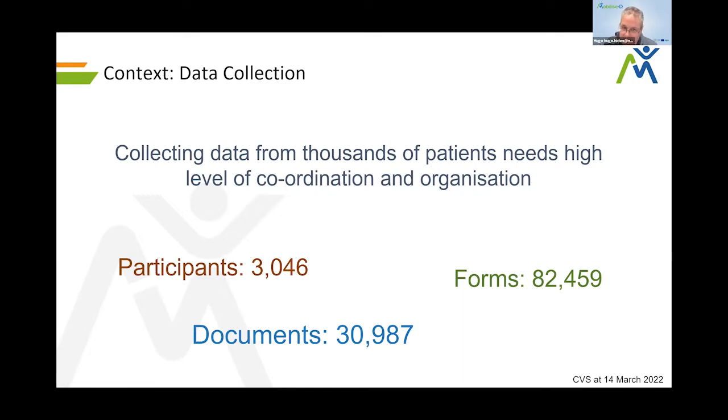So, as you can imagine, collecting data from thousands of participants across the EU needs quite a large level of coordination and organisation. These are statistics from the CVS data collection as of March this year, 2022. There have been about 3,000 participants who have been registered with the platform in some way. Not all of those will have progressed, but that number is rising all the time. About 31,000 individual documents have been submitted so far. And these are the movement data files that have been collected from the activity monitors, various videos, notes, that sort of thing. And about 83,000 forms submitted. And these are things like standard clinical scales, height, weight measurements, various things like that that have been collected from forms. This is just on the CVS before we even started to collect and process data.